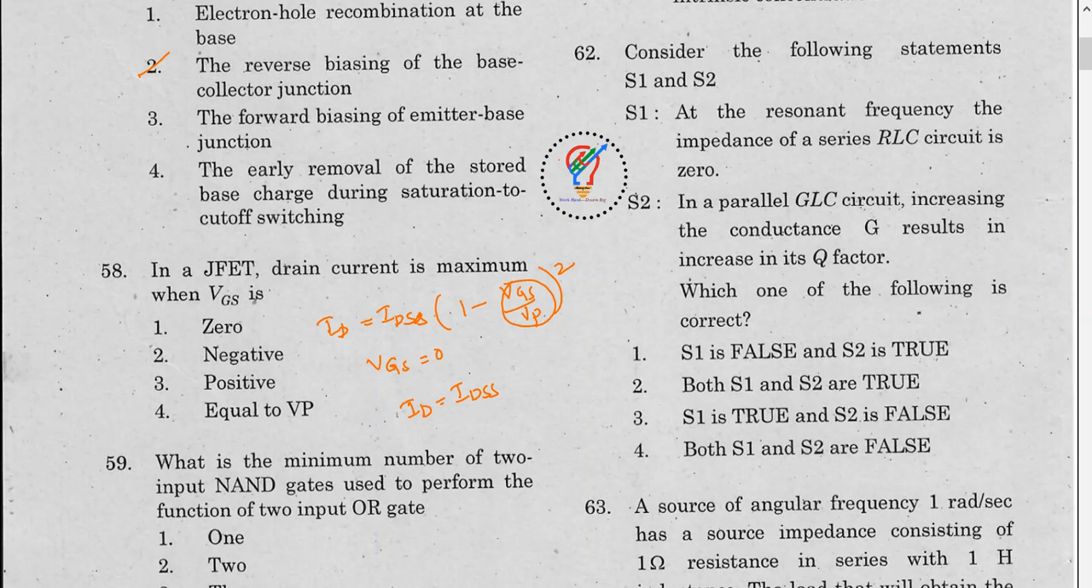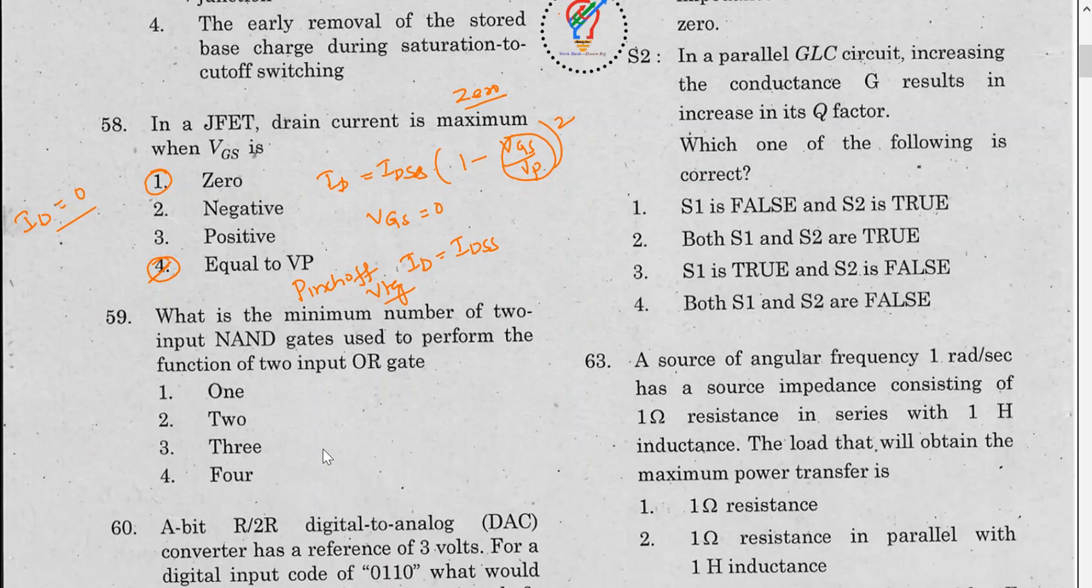Now the same question can be asked in some other manner. In a JFET, the drain current is 0 when VGS is? When VGS is equal to VP, what will happen? In that case, it will be 1 minus 1 whole square, which is equal to 0. Then ID is going to be 0. So these are two conditions: first one is VGS equal to 0, and second is VGS equal to VP. What is VP? VP is nothing but the pinch off voltage.